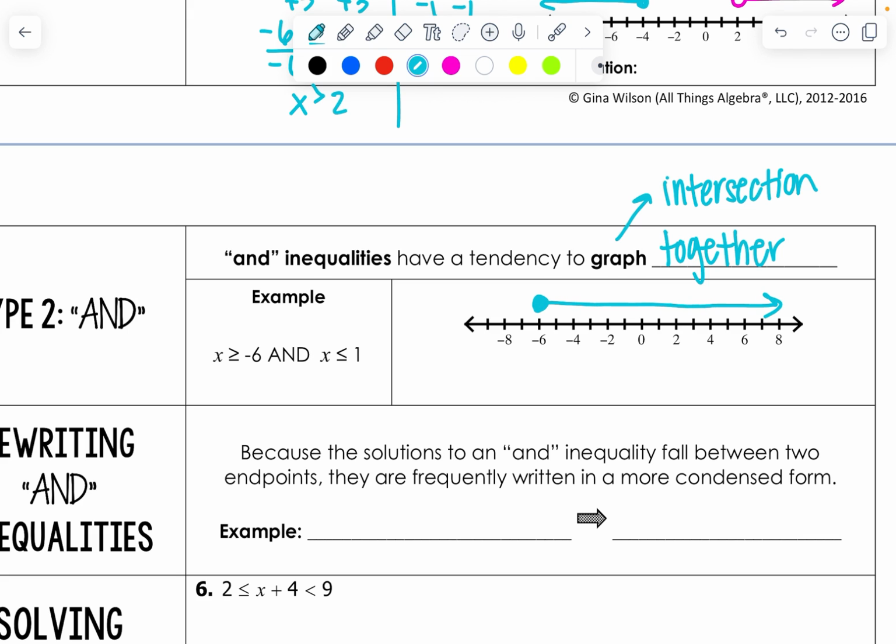Now, normally we would draw this arrow and call it a day, but I'm going to hold off on that for a second. I know it's going to be going this way to the right. And then my next one is x is less than or equal to 1, which is going to be going the other way. And check it out. They're going to intersect here. So this area of my number line is where all of the solutions lie. So again, this is the solution.